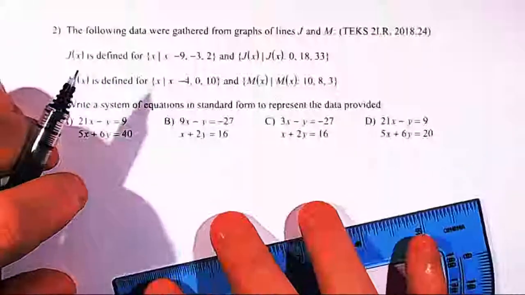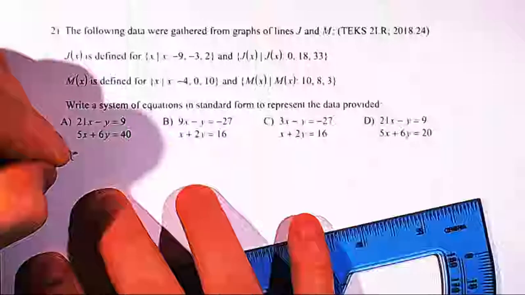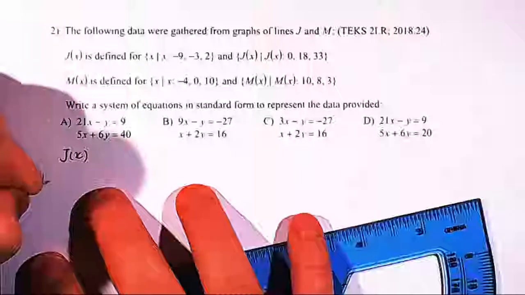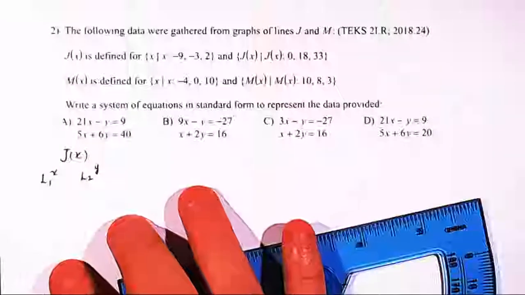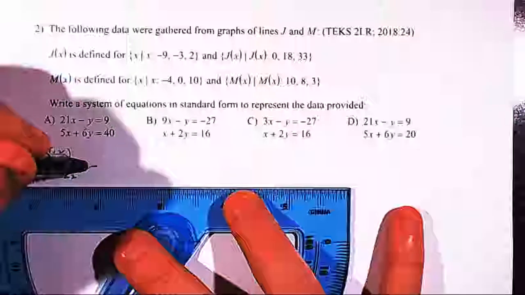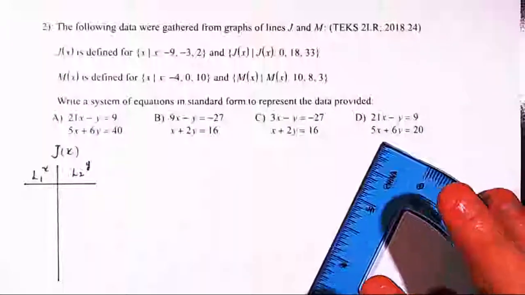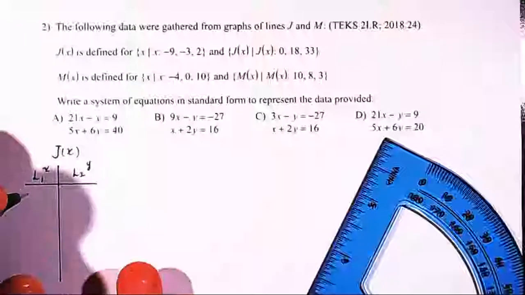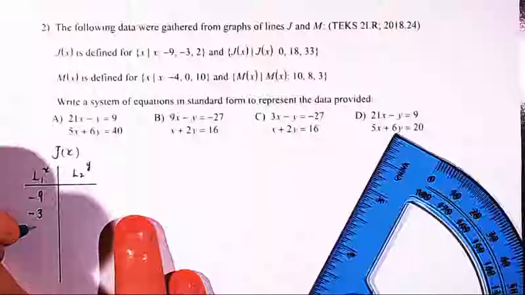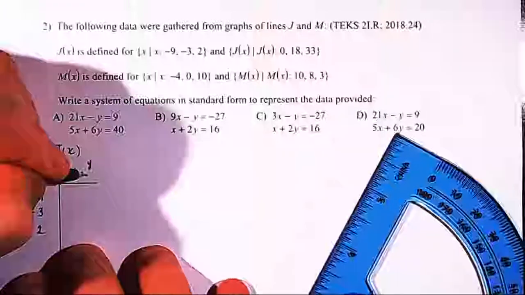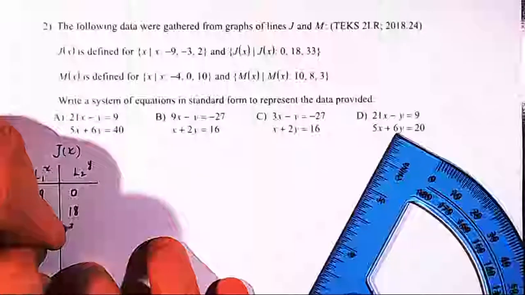We're going to make 2 different sets of tables here, so pay close attention. This is for J of X. L1 is the X value and L2 is the Y value. Okay, make a little table. It's always good to have a straight edge on hand. And then it says the X values are -9, -3, and 2. And order is important here, so be careful. And then for J of X, you have 0, 18, and 33.